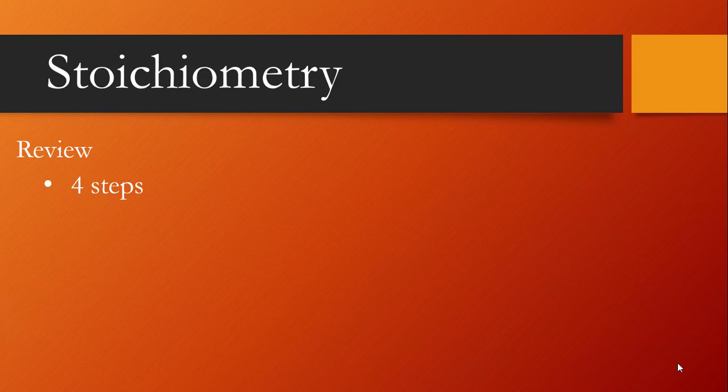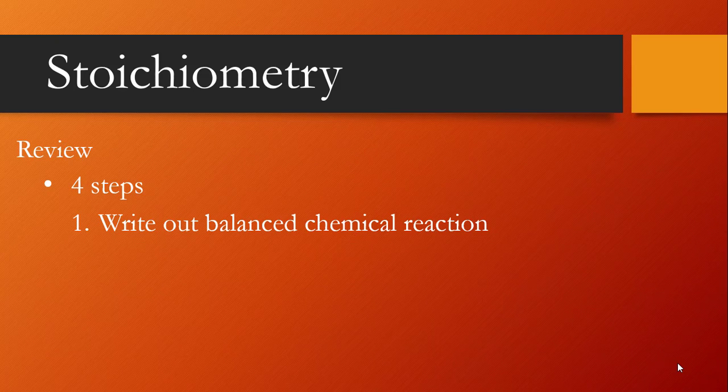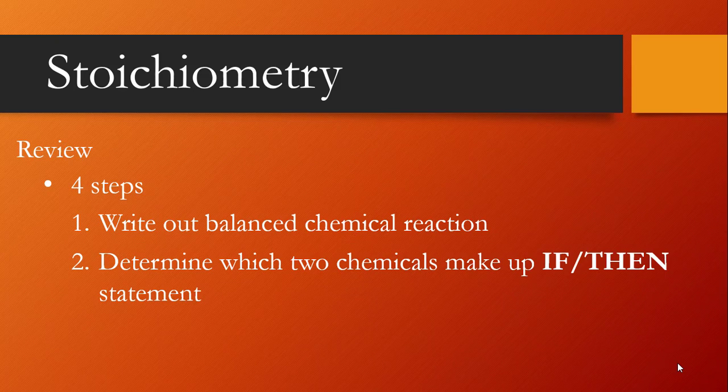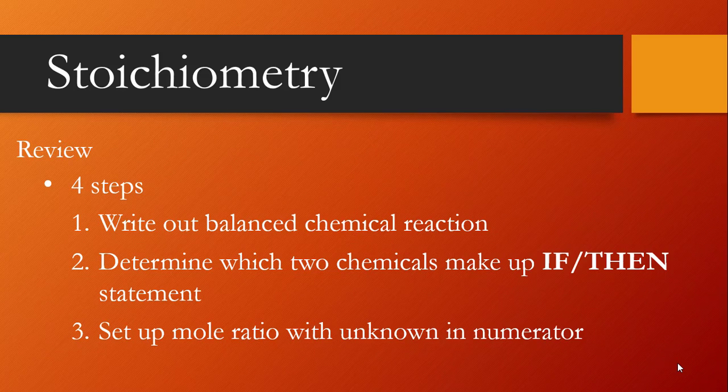From mole to mole stoichiometry, there are 4 steps. Write out the balanced chemical equation. Determine which 2 chemicals make up the if-then statement. Set up the mole ratio with the unknown in the numerator. And then solve the sucker.